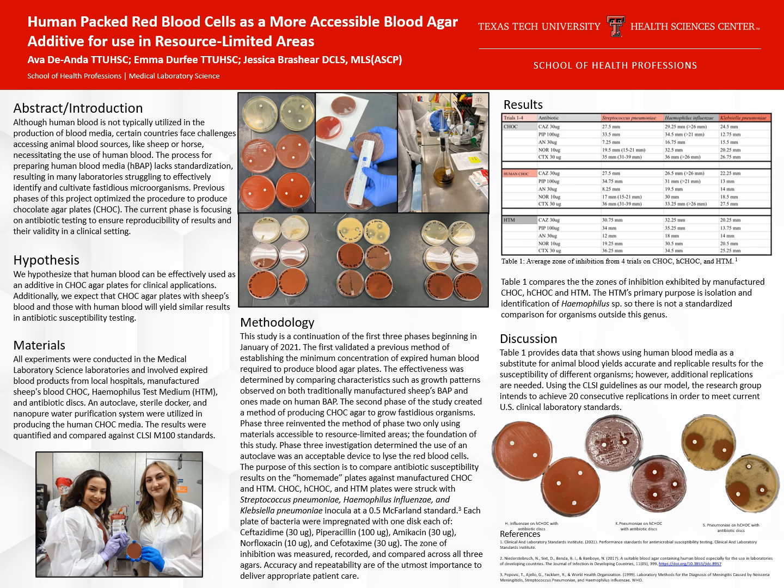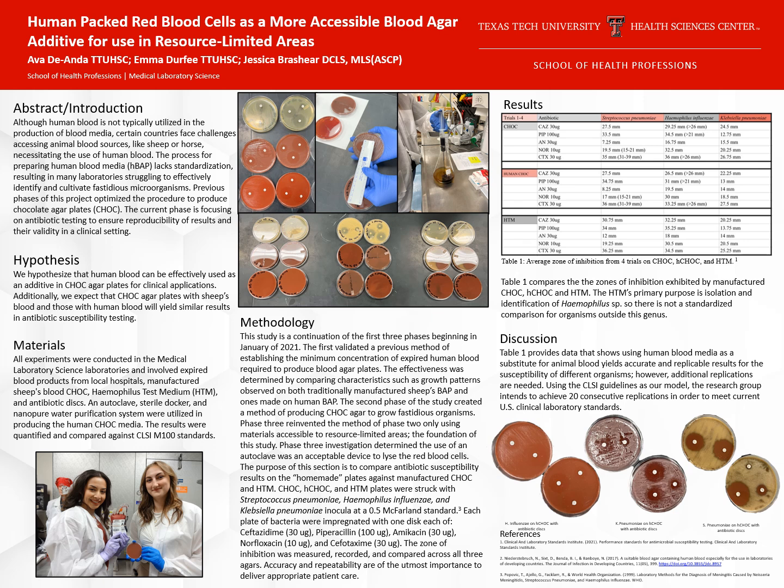Table 1 presents the zones of inhibition for the various media: manufactured chocolate, human chocolate, and Haemophilus test medium. Notably, Haemophilus test medium is specifically designed for isolating and identifying Haemophilus species, so its comparison is primarily relevant to this genus. Our results indicate that human blood media yields accurate and reproducible results for antibiotic susceptibility, similar to those obtained with traditional sheep's blood chocolate.